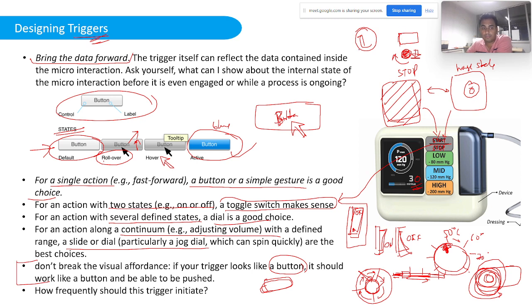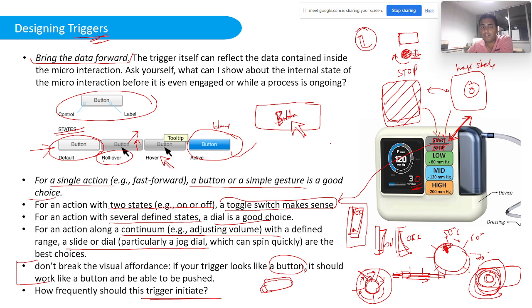You also need to consider how frequently a particular trigger is actually used. For example, if a trigger is used very frequently, probably you need to change the mode of that particular trigger. A frequent use of a button may actually impact the longevity, the lifespan, of that particular button. If a trigger is used very frequently, it is better if you provide something else for that particular action.